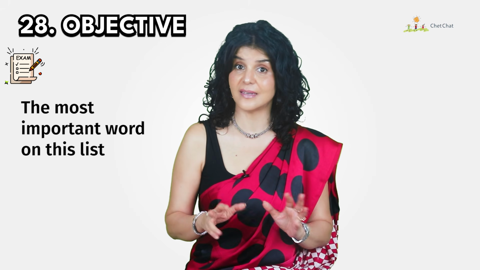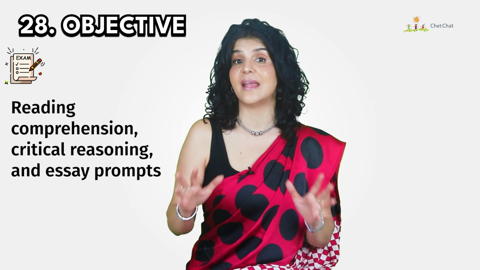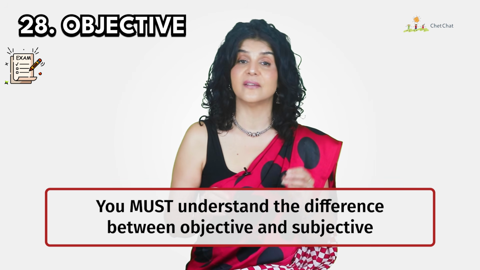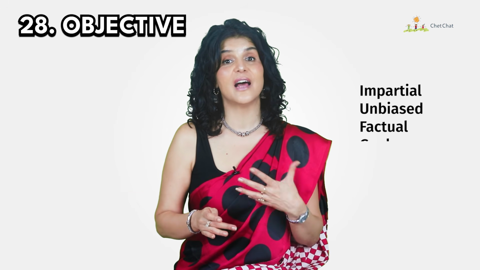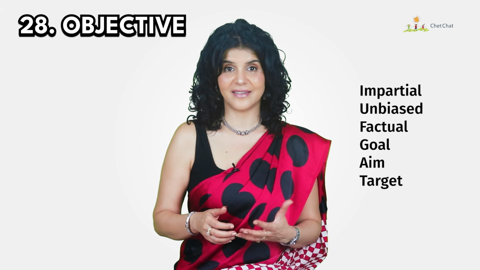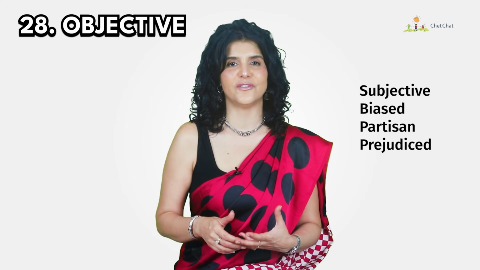Exam tip. This is perhaps the most important word on the list. It is everywhere in reading comprehension, critical reasoning and essay prompts. Now you must understand the difference between objective and subjective. Synonyms of objective are impartial, unbiased, factual, goal, aim and target. Antonyms are subjective, biased, partisan and prejudiced.